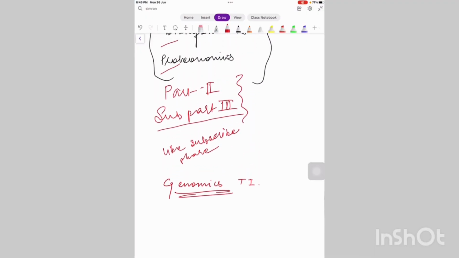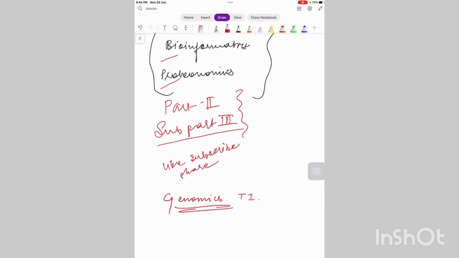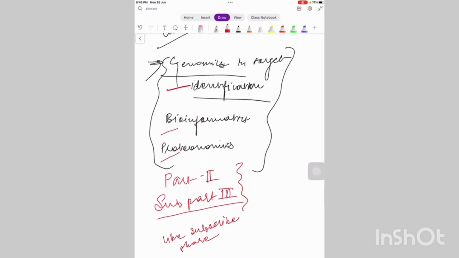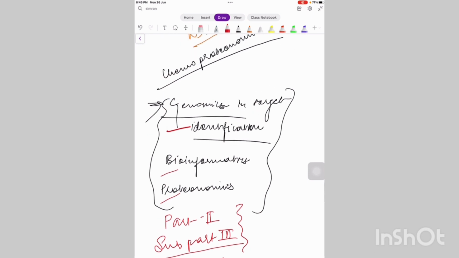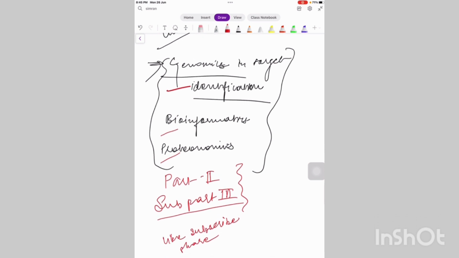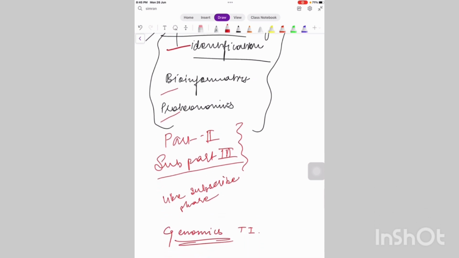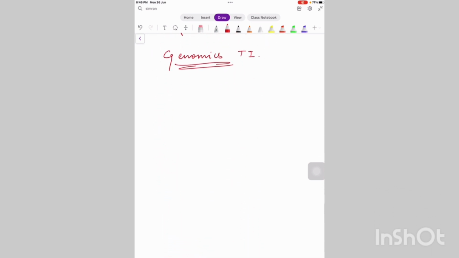So in the previous lecture series, in part 2, subpart 2, we looked at target identification in much more detail, wherein we left the topic at genomics. So genomics, bioinformatics and proteomics will be discussed in this lecture. Let's begin with genomics in TI, that is target identification.